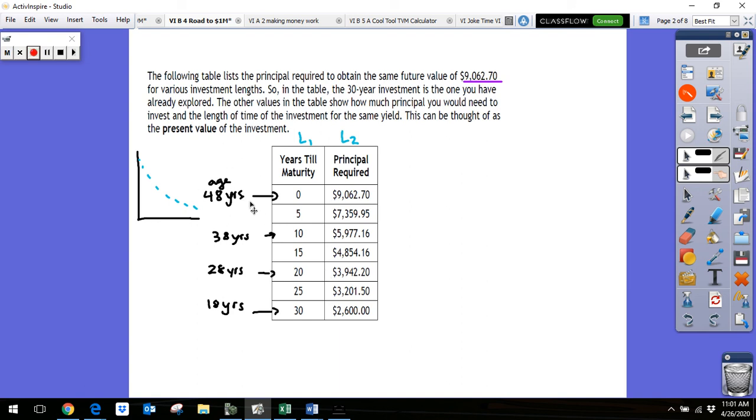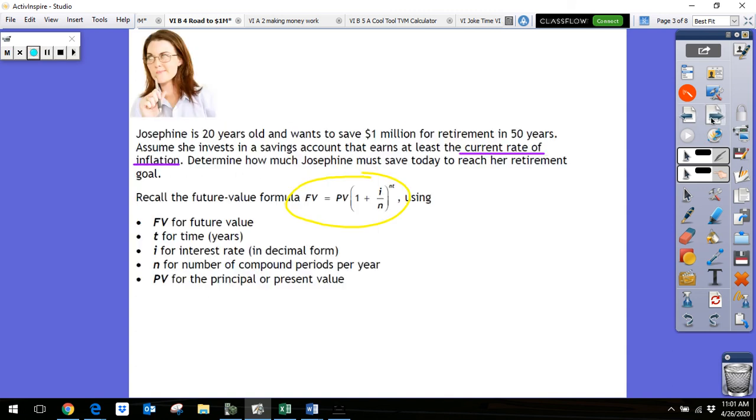So this is the part of the unit where it starts talking about don't wait to retire until you're in your 30s or 40s. Like, it's expensive then. So Josephine is our first person. So she's 20 years old.